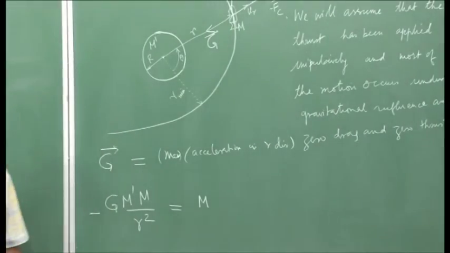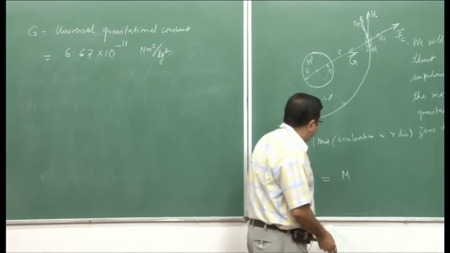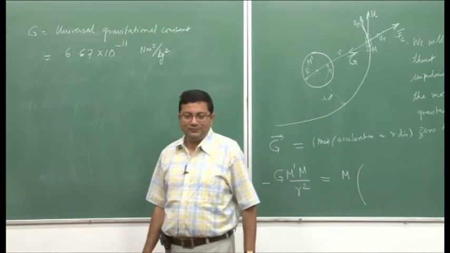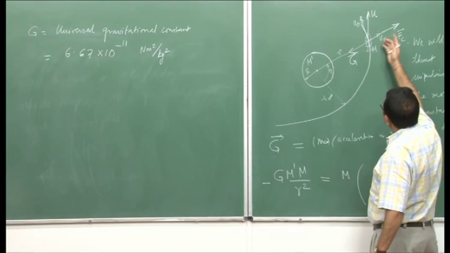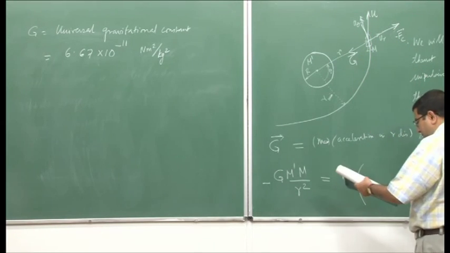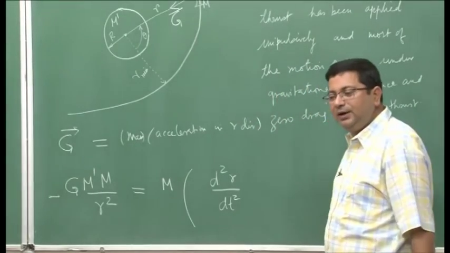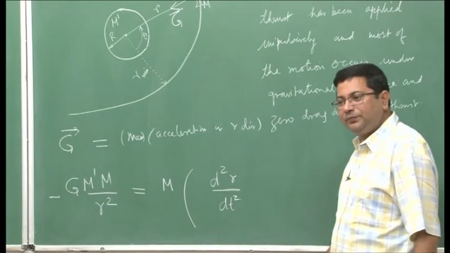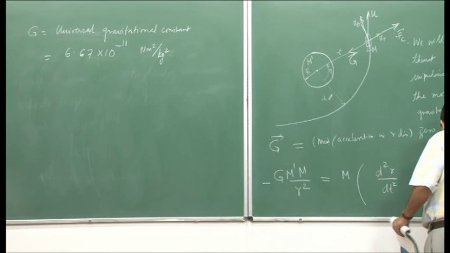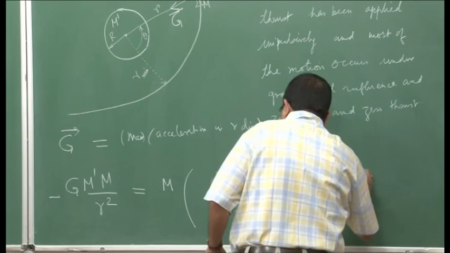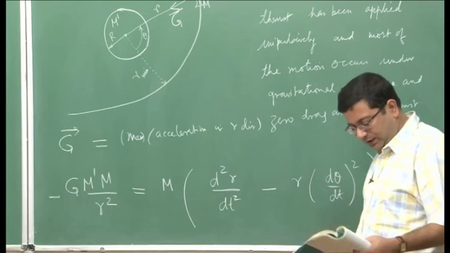The mass of the small vehicle, our artificial satellite, is m, and the acceleration will have two components, one in r and the other in theta. Because of this acceleration and this motion, there will be two components in acceleration. One is because of the radial location, d squared r by d t squared, and the other is because of this rotational motion, which is given as r times d theta by d t squared. So, this is the basic force balance for this vehicle.